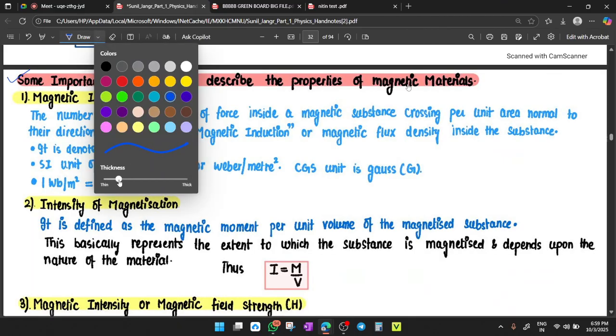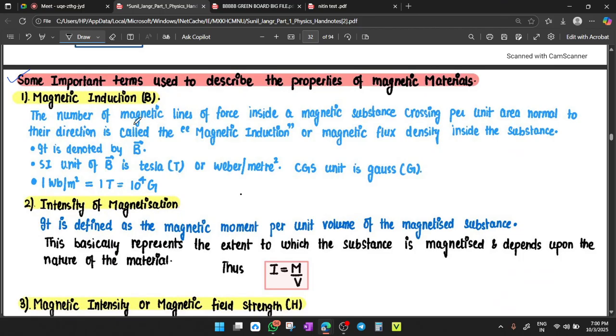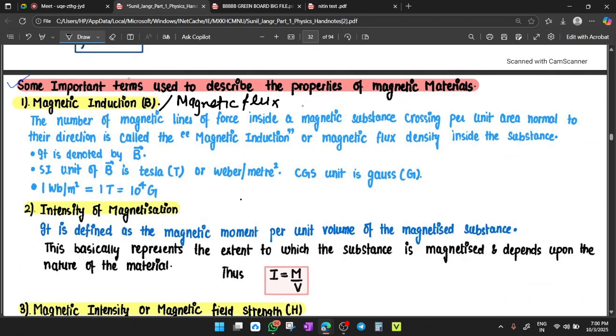Now we are on the topic of properties of magnetic material. Yesterday we saw the first formula, that of magnetic induction, which is also called magnetic flux density.